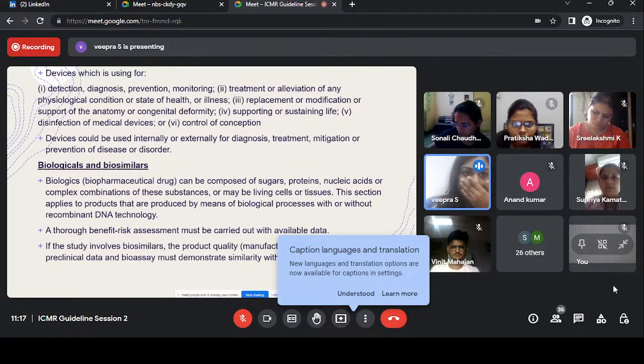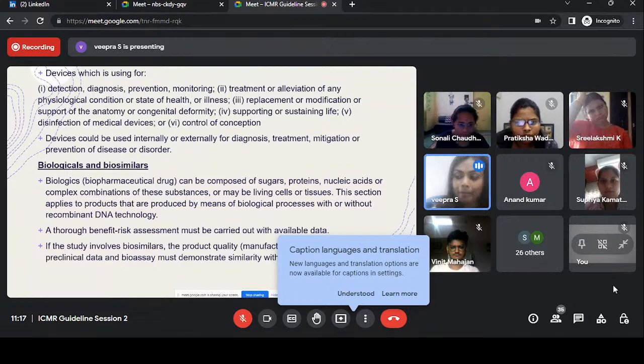These devices can be used for detection, diagnosis, prevention, monitoring, treatment, replacement, modification, supporting or sustaining life, disinfection of medical devices, and control of conception. For all these purposes we are using them. For any diagnosis, treatment, mitigation and prevention, we are using these devices. They can be used internally or externally.